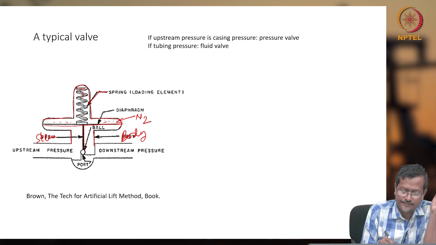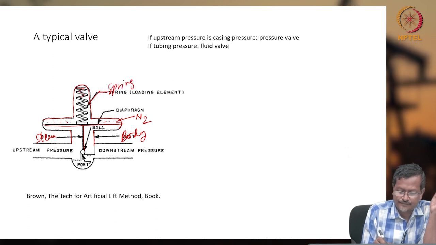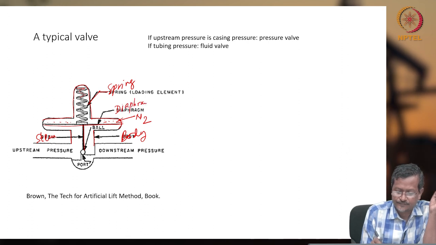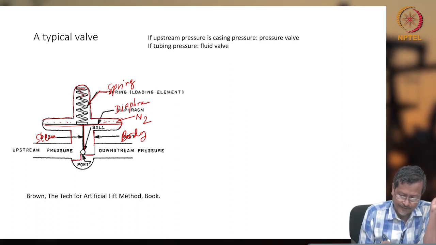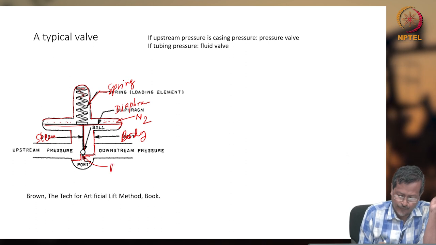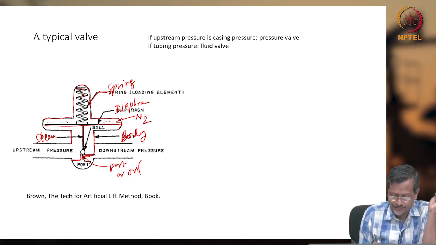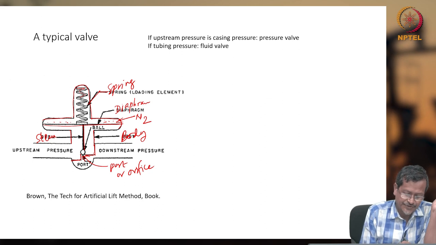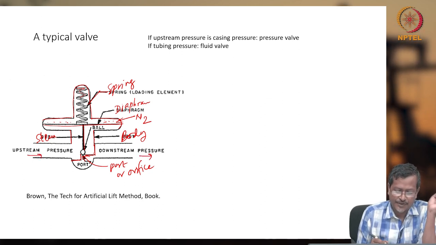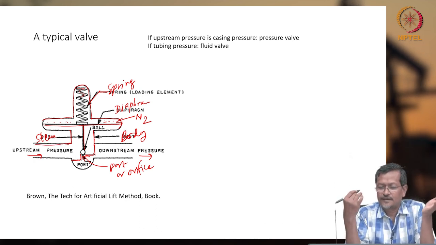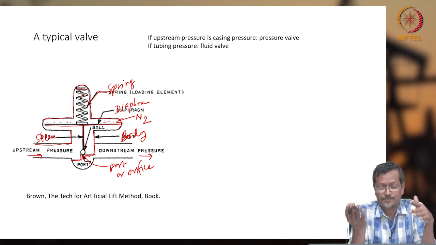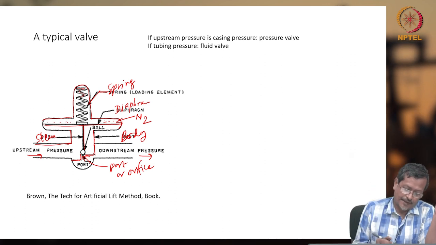This is the spring, this is called the diaphragm, and there is one orifice. This is the port or orifice. This is the upstream pressure, this is the downstream pressure. This is a gas lift valve actually. If the upstream pressure is casing pressure, it is called a pressure valve; if it is tubing pressure, then it is called a fluid valve. So how does it work?